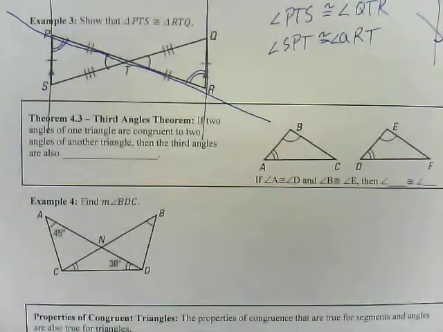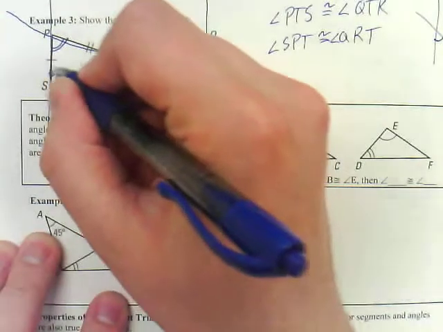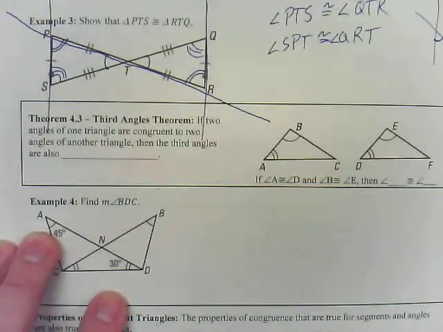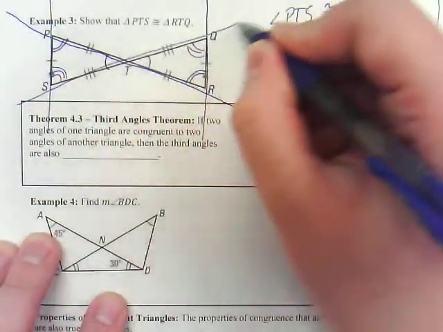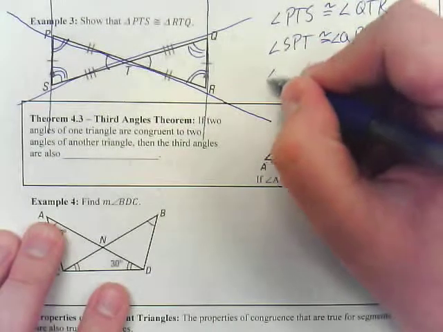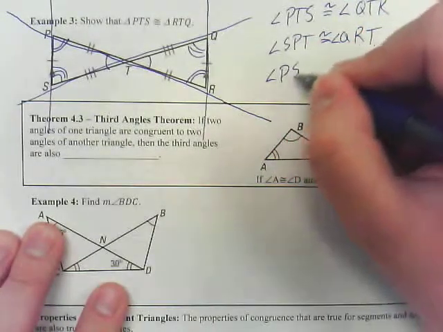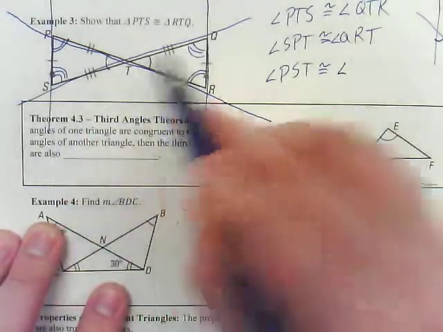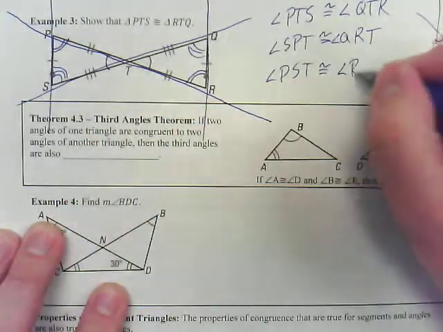And we can do the exact same thing for this angle and this angle. Those two angles must also be congruent because if you use this as your transversal, then you can see again that they are alternate interior angles. So I can say then that angle PST is congruent to angle RQT.